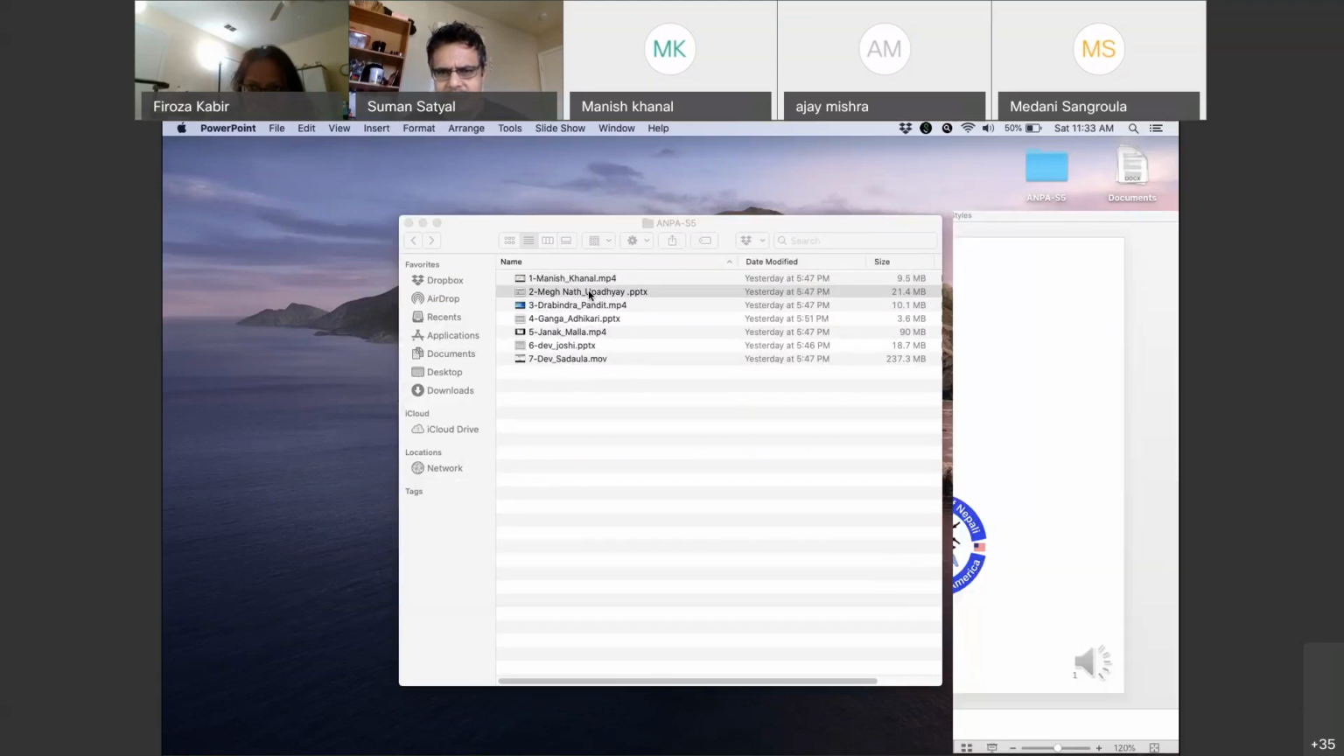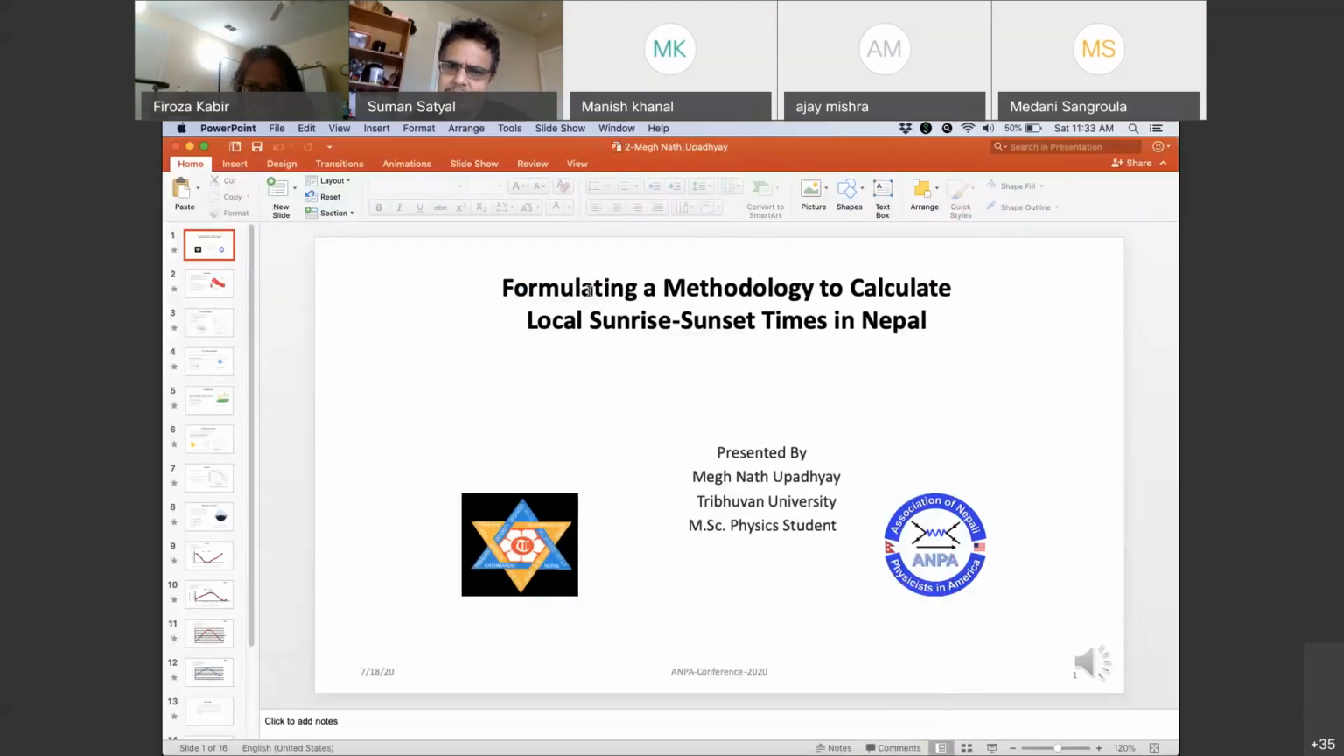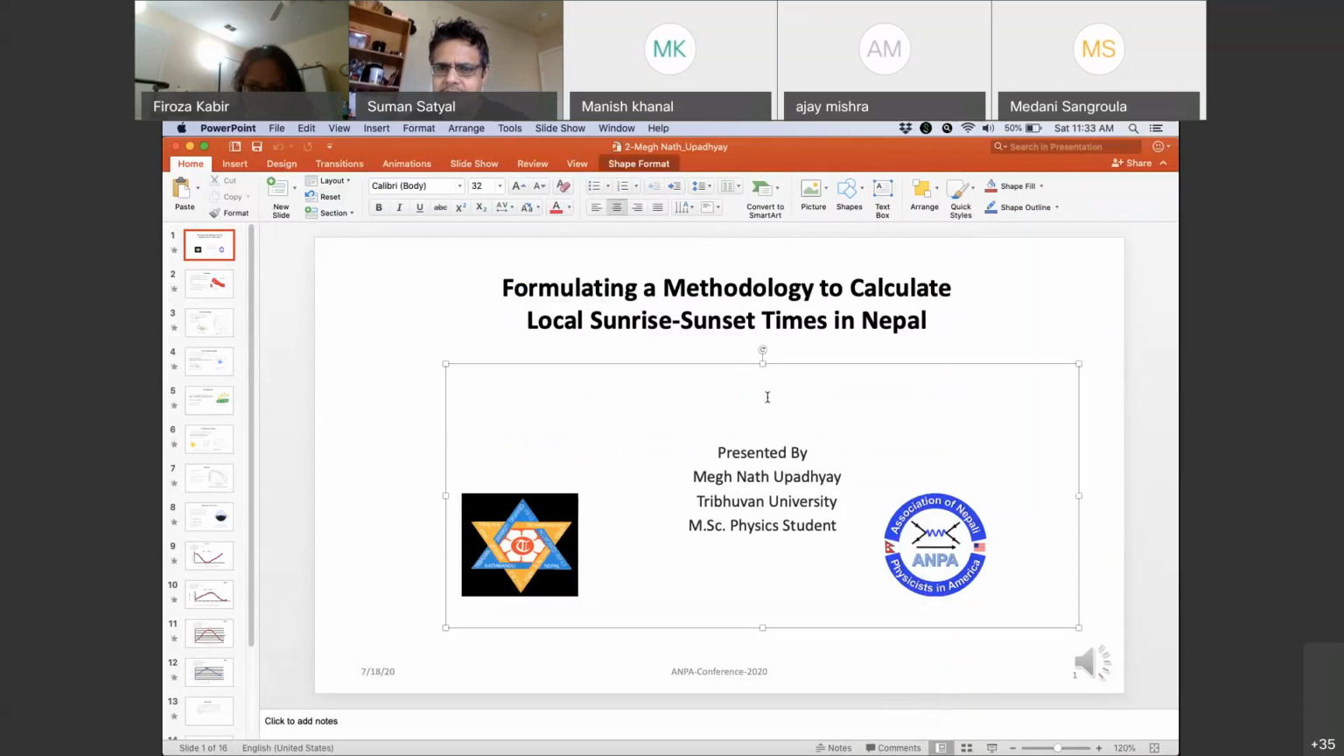Our next speaker, Meghnad Upadhyay, Tribhuvan University. He's going to talk about formulating a methodology to calculate. Meghnad, are you there? If not, please stand by for the question session at the end of the talk. So here is Meghnad Upadhyay.